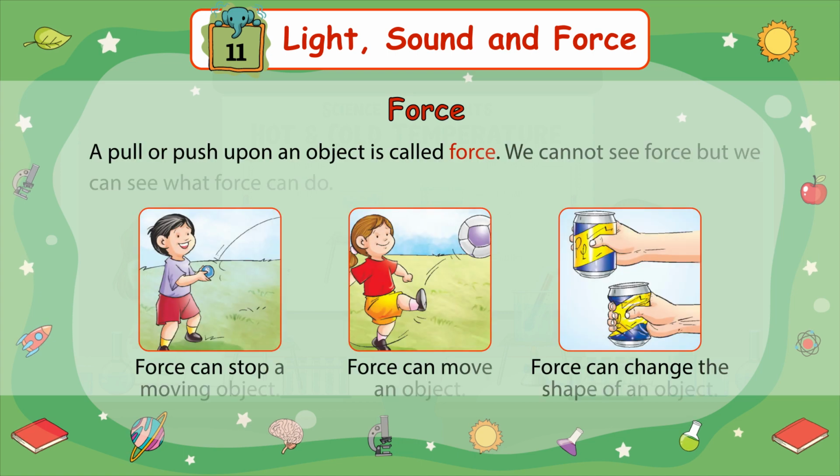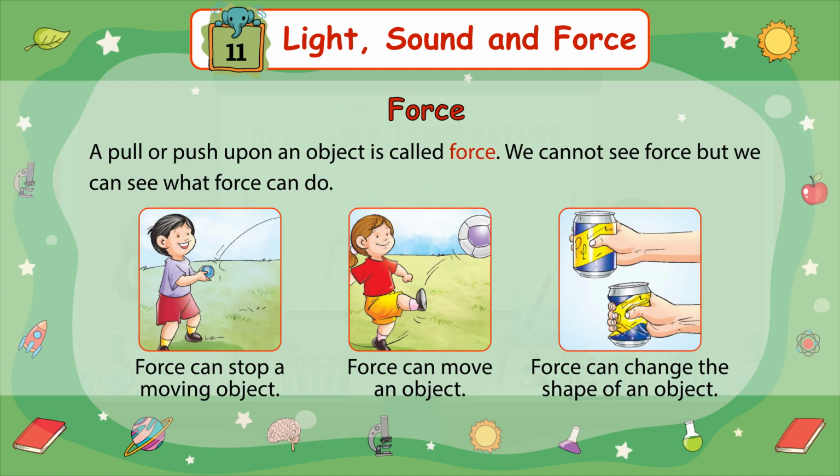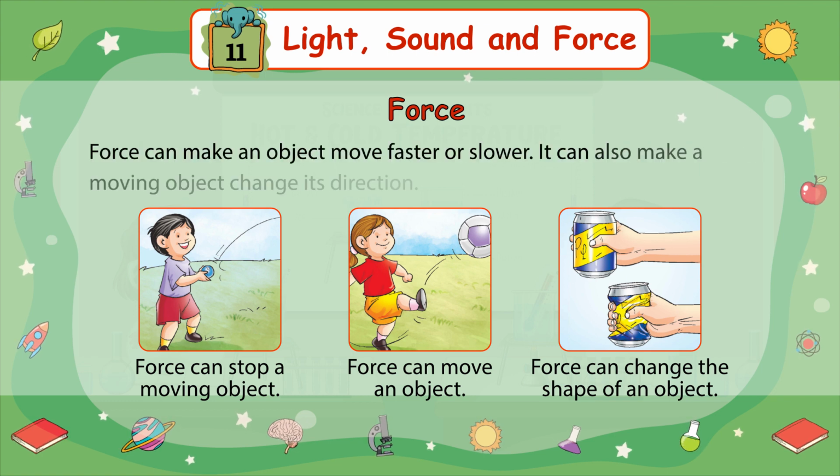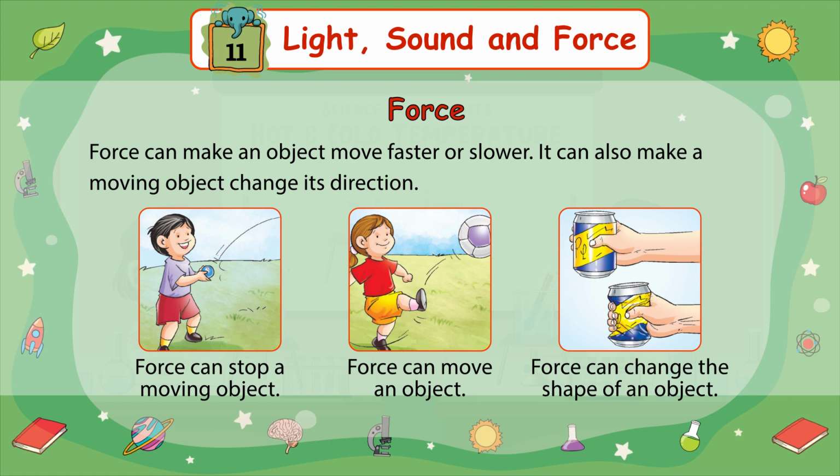Force. A pull or push upon an object is called force. We cannot see force, but we can see what force can do. Force can stop a moving object. Force can move an object. Force can change the shape of an object. Force can make an object move faster or slower. It can also make a moving object change its direction.